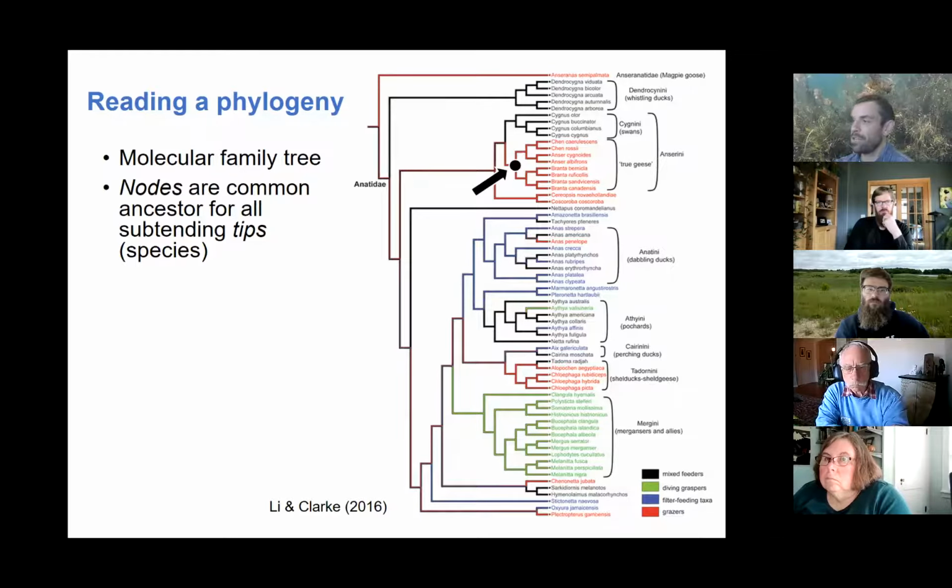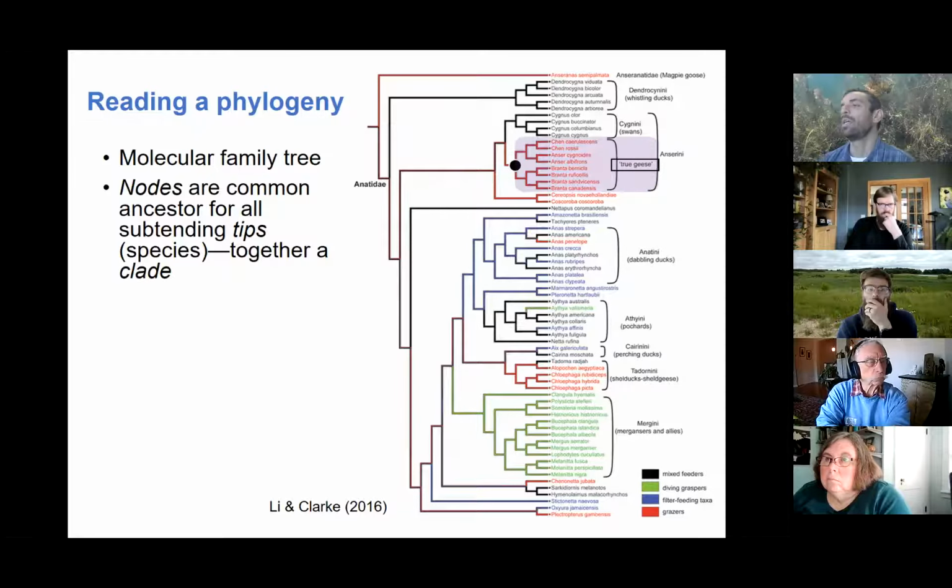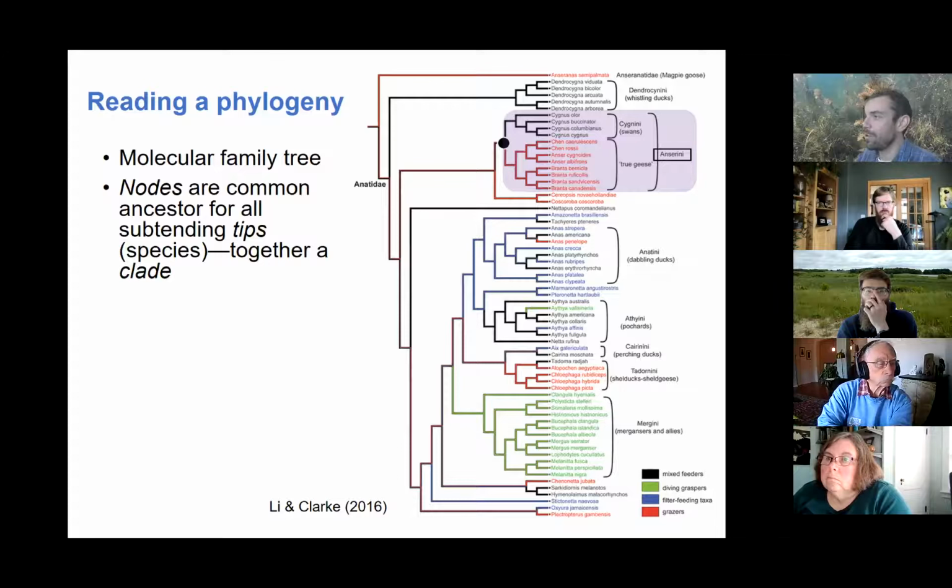And some characteristics of a tree like this, you have these nodes. Here I've highlighted one. That's the common ancestor for all the subtending tips, all the species that are downstream of that node. And as a group together, those species with a shared common ancestor represent a clade, in this case, the true geese. Or we could go back in time a little bit evolutionarily and broaden to a broader clade by adding the swans, a sister group, and then we have the Anserini, if I'm pronouncing that correctly.